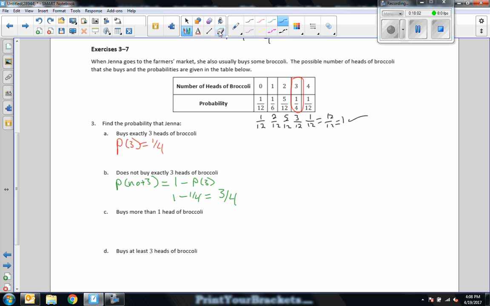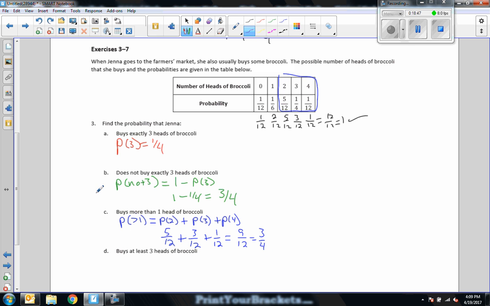Buys more than 1. More than 1 is 2, 3, 4, 5. More than 1 is these. I'm going to focus on these values down here, though. So the probability of more than 1 equals the probability of 2 plus the probability of 3 plus the probability of 4. The probability of 2, and I'm going to use these values down here so I can add them, is 5/12. The probability of 3 is 3/12. The probability of 4 is 1/12. Add my numerators, and I get 9/12, which is 3/4.